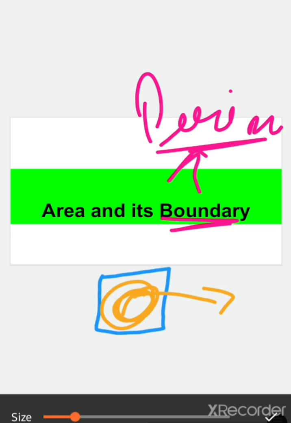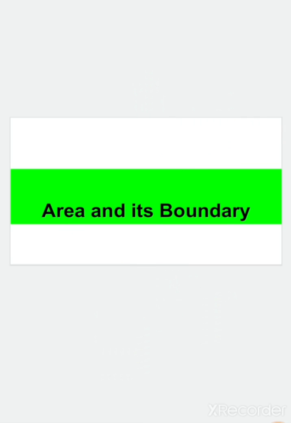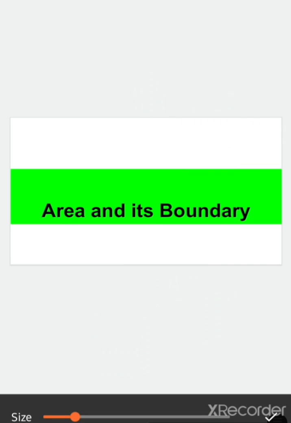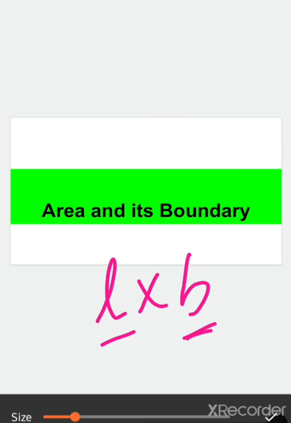So this blue line, as you can see in the figure, is the perimeter. Sum of all the sides of a figure is known as the perimeter of the figure. And area is the surface enclosed by the figure. This we have studied. So let's begin. And we have also studied the area of a rectangle, that is length multiplied by the breadth of the figure.